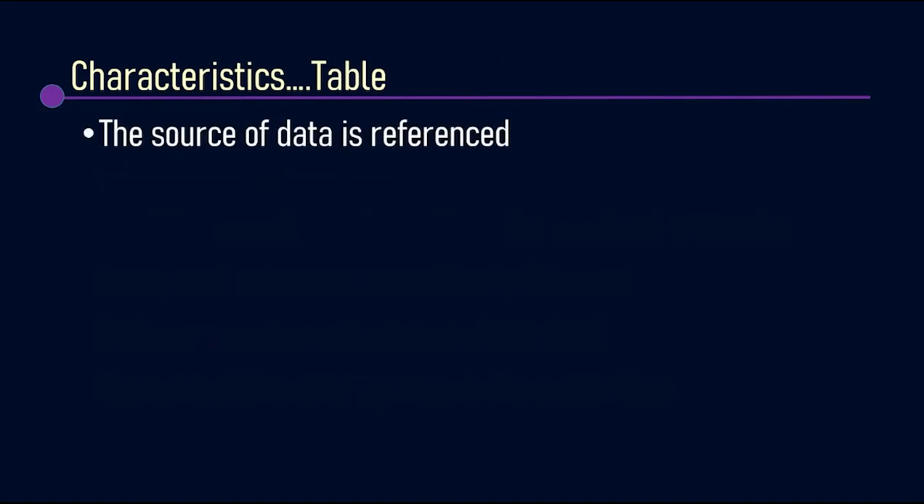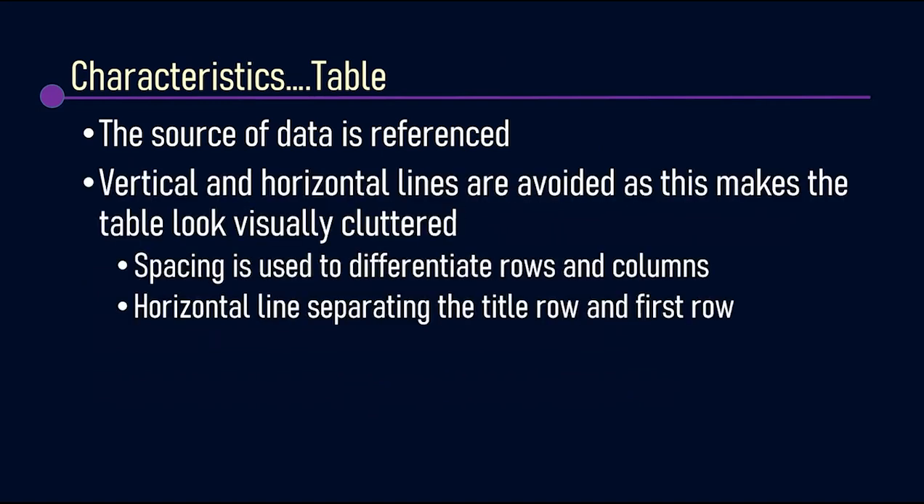The source of data is reference. You always need to mention where you got this information from. And vertical and horizontal lines are avoided as this makes the table look visually cluttered. But spacing is used to differentiate rows and columns, and a horizontal line separating the title row and first row is recommended for clarity.